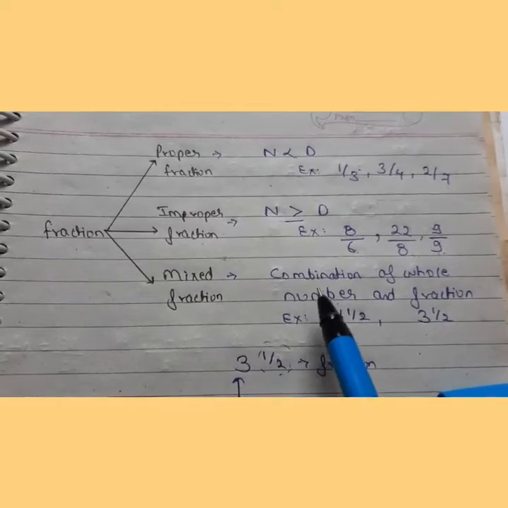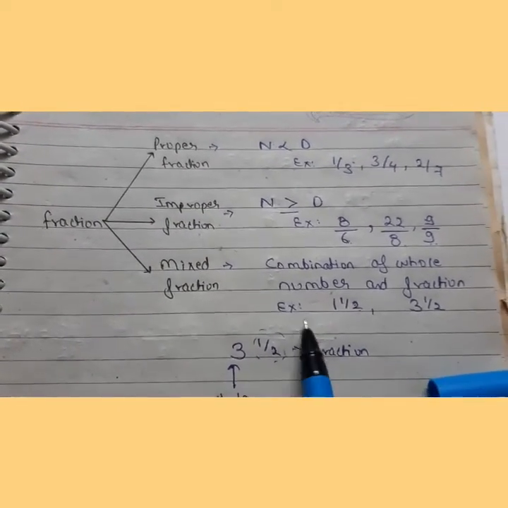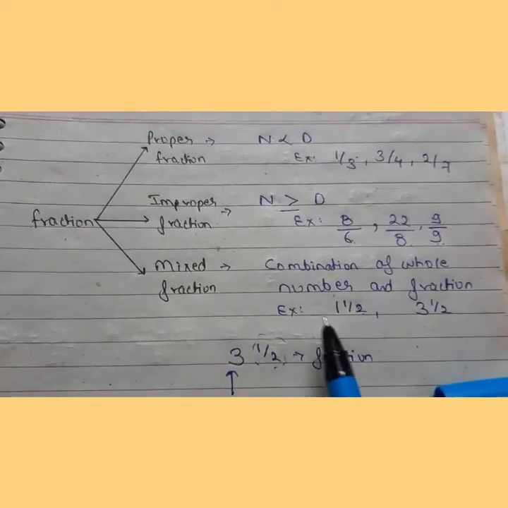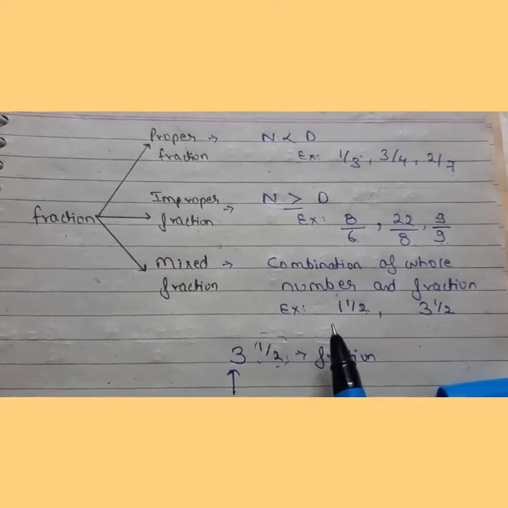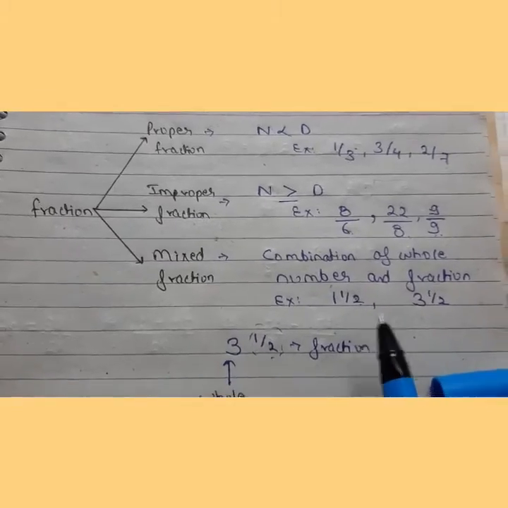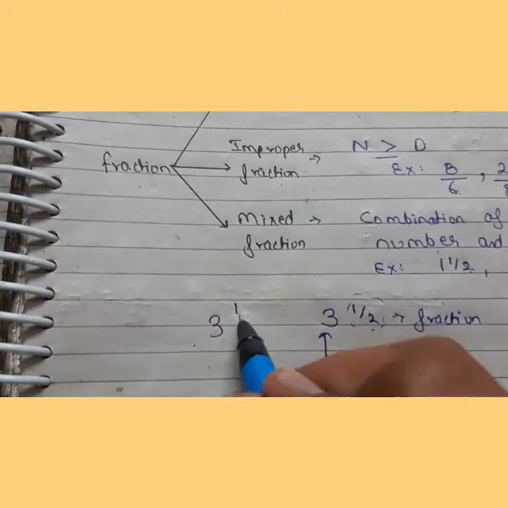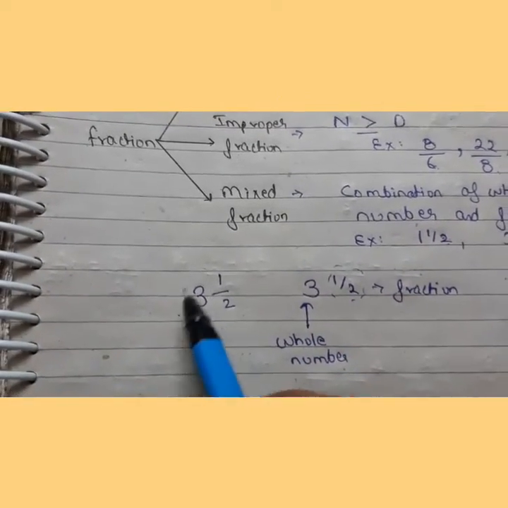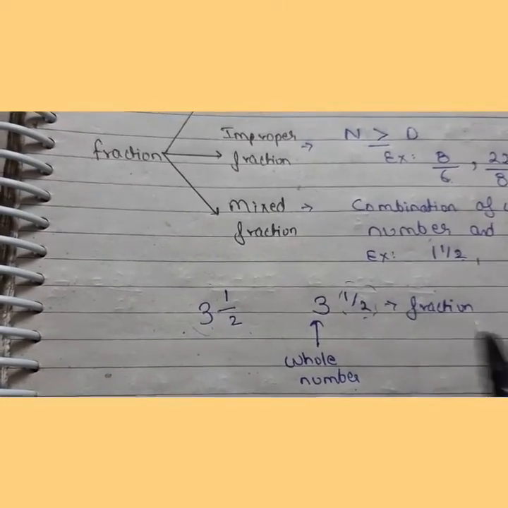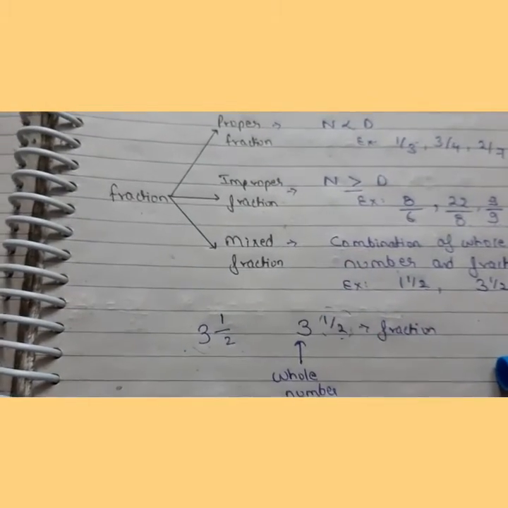The last one is what? Mixed fraction. A combination of a whole number and a fraction. Such types of fractions you must have seen: 1 1 by 2, 3 1 by 2. These are known as mixed fractions. Why mixed fraction? Because it is a combination of a whole number as well as a fraction. Like if I am writing 3 1 upon 2, this 3 is representing what? A whole number, and 1 by 2 is representing what? A fraction. So these are the 3 types of fractions.